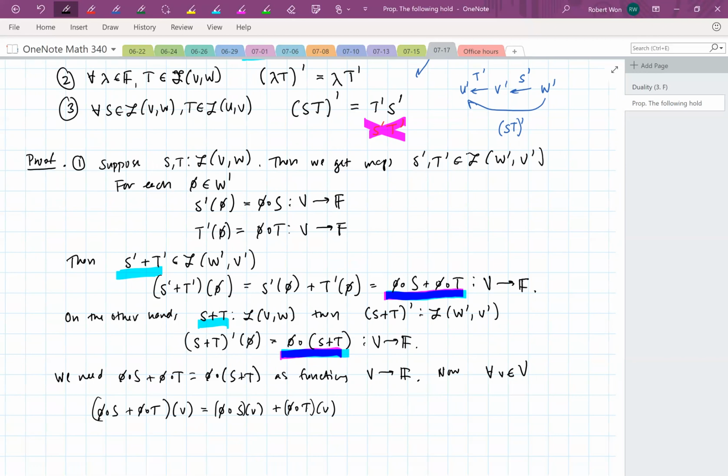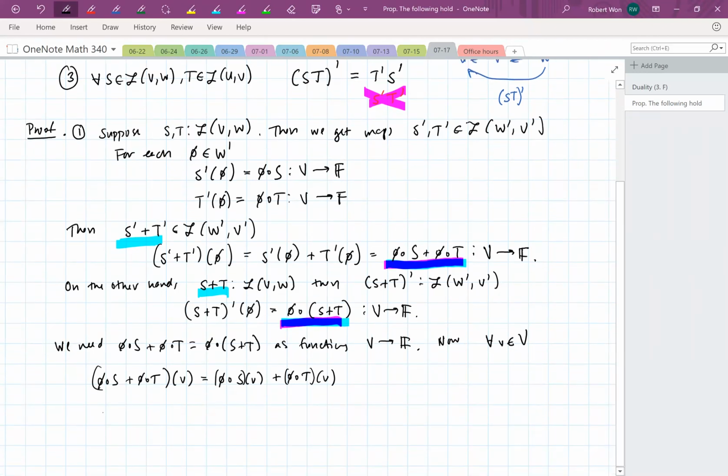Okay, but now let's consider the other side. If you take phi of S plus T of v, this is defined to be phi composed with S plus T. What am I saying? First do S plus T to v. So this is phi of, what does S plus T do to v? By the definition of function addition, phi of S of v plus T of v. But now phi is a linear function because it's in W dual, which means that you can break phi up over the addition. So this is phi of S of v plus phi of T of v, because phi is linear.